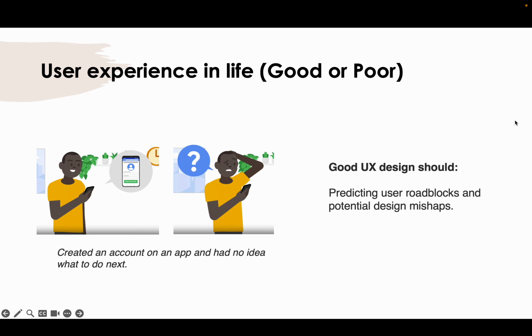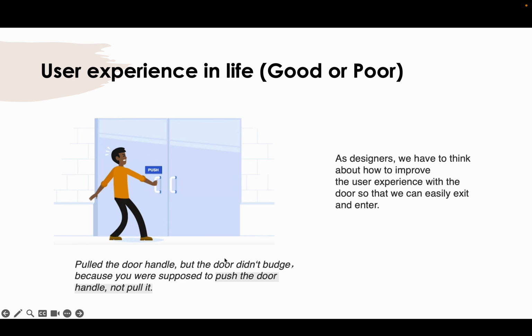If the UX design fails to predict the obstacles that prevent users from moving to the next step, just like this app, it can lead to a frustrating user experience. Yes, so also sometimes you pull the door handle but the door didn't open, because you were supposed to push it to open, not pull it. So as designers, we have to think about how to improve the user experience with the door so that we can easily exit and enter.